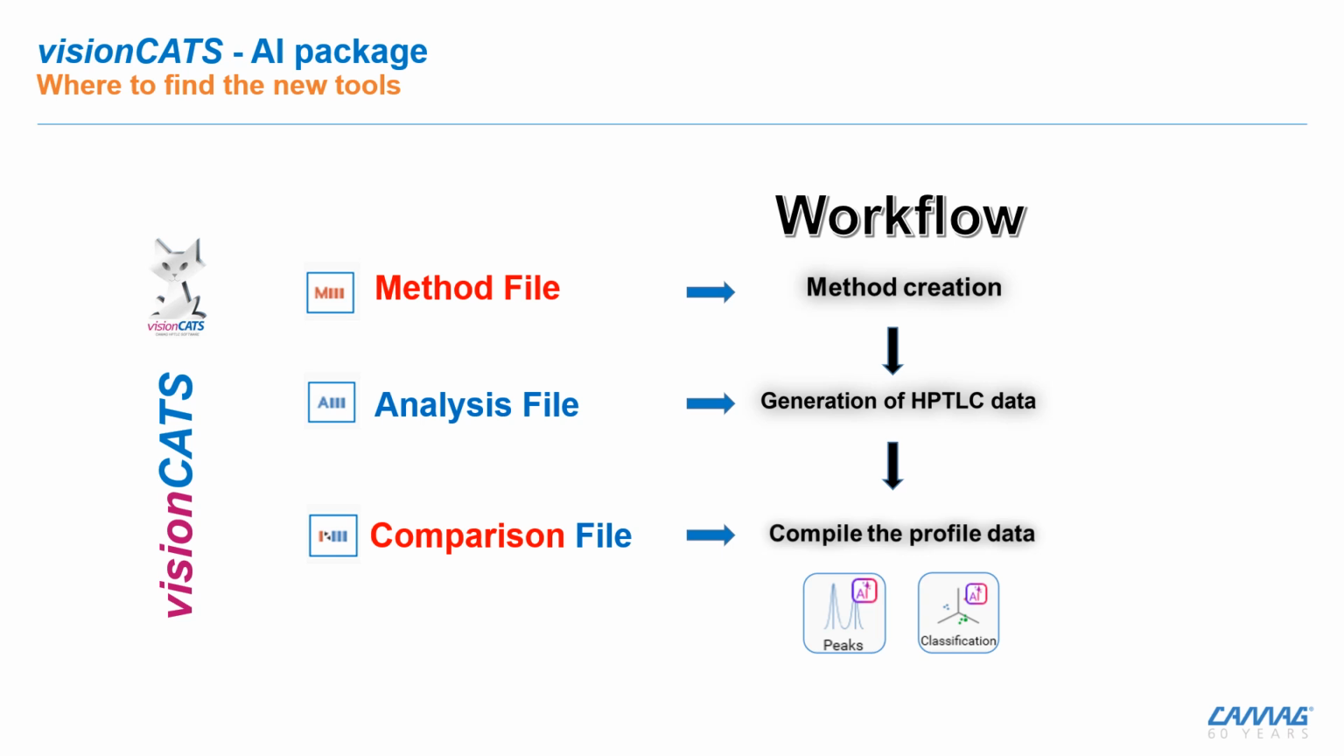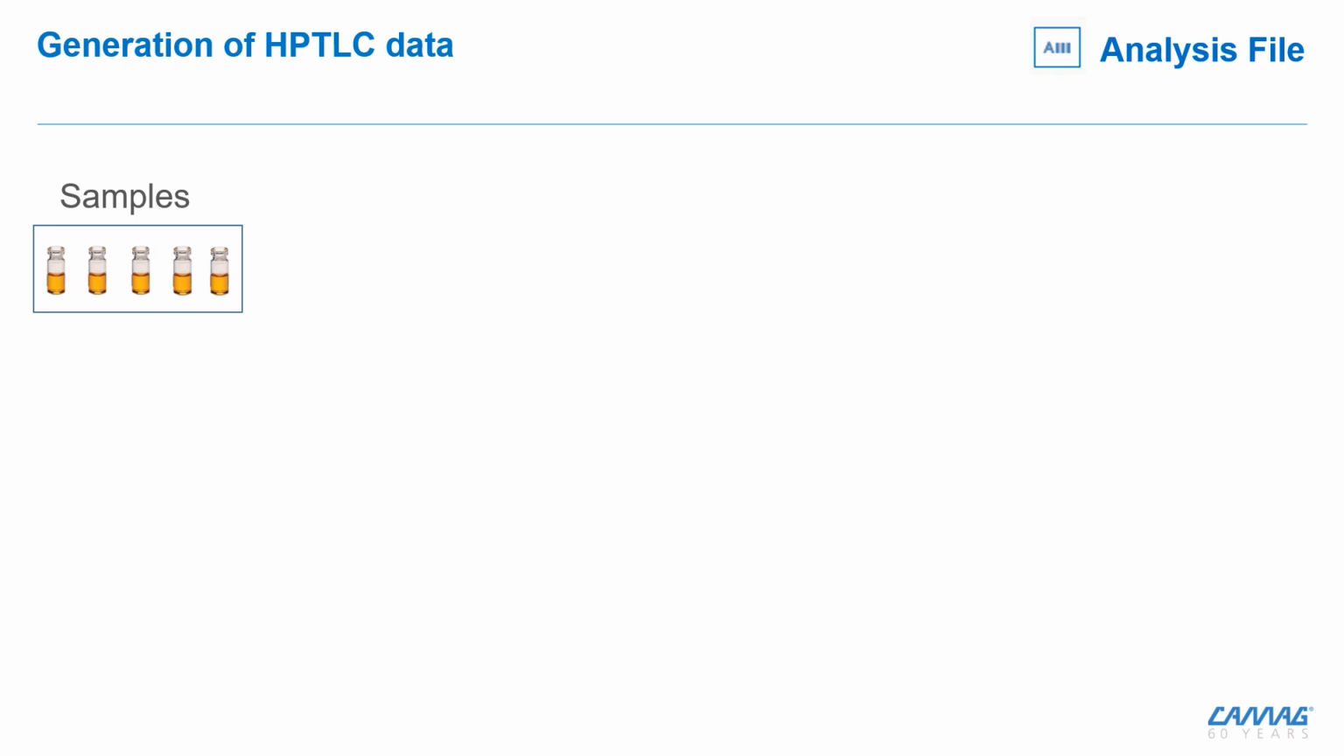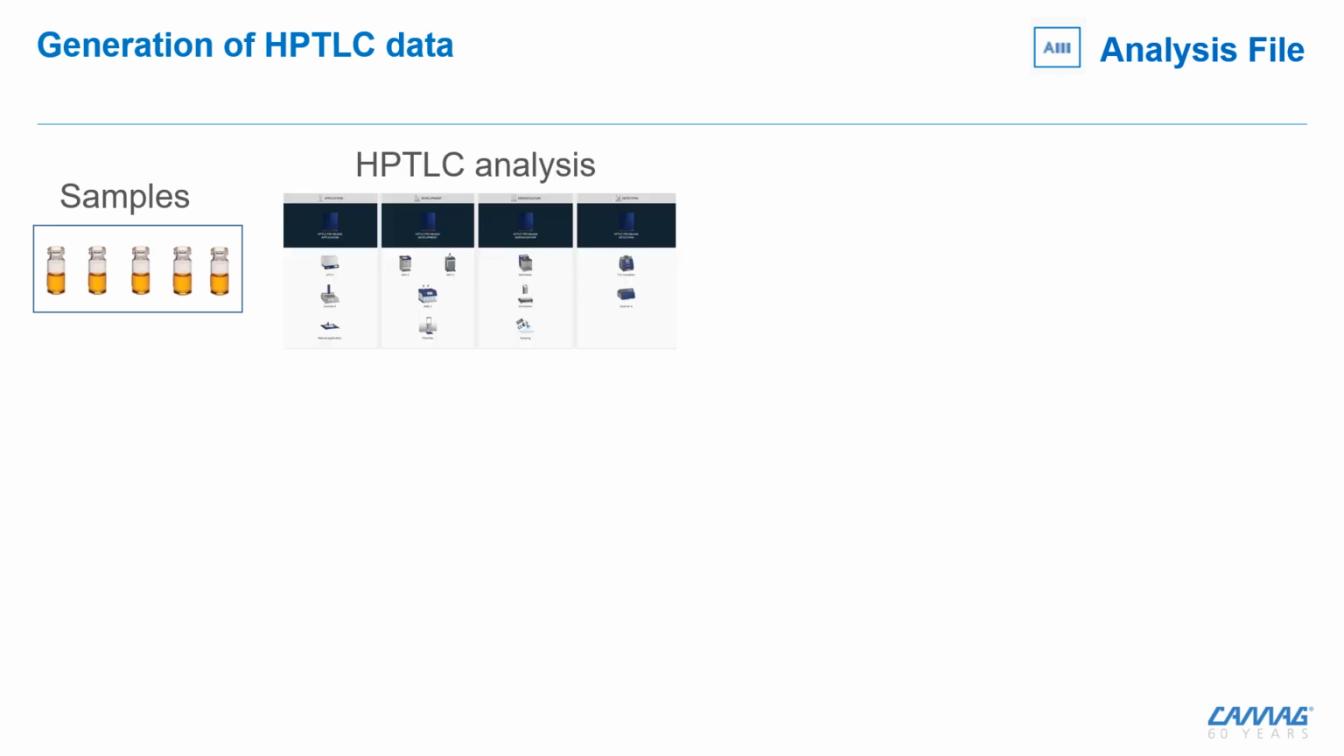Chemometric analysis typically requires consolidated standardized data, which is why the comparison file in our case serves as a central hub for these tools. I will focus on the analysis and the comparison file, since the new tools require some kind of work before starting to use them. Using the analysis file, we can generate the HPTLC data. The HPTLC analysis usually starts with the samples to be analyzed. And then, using the analysis file, we can execute the HPTLC runs.